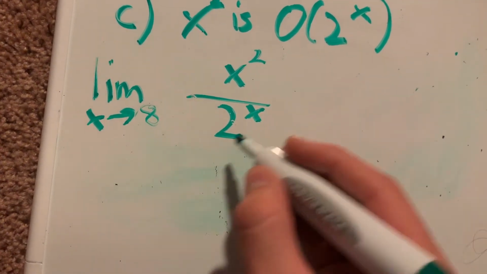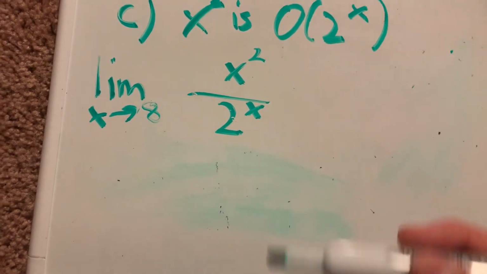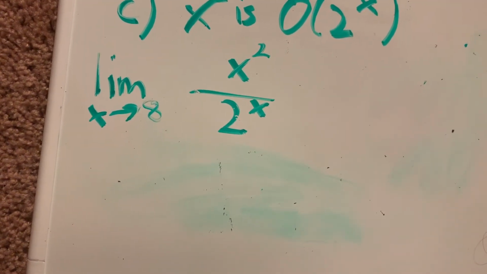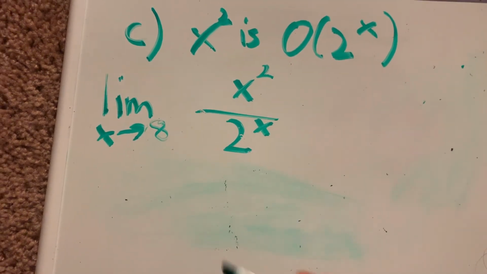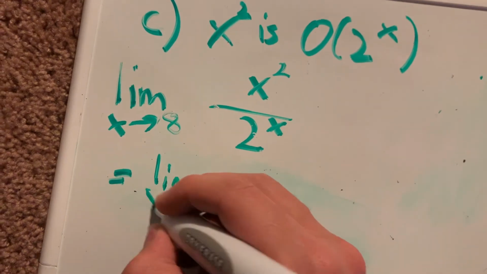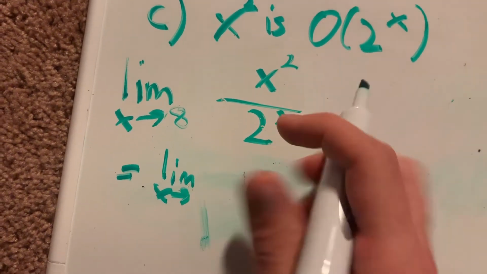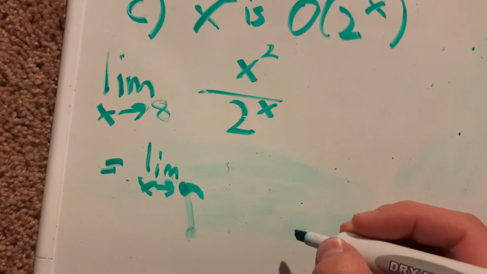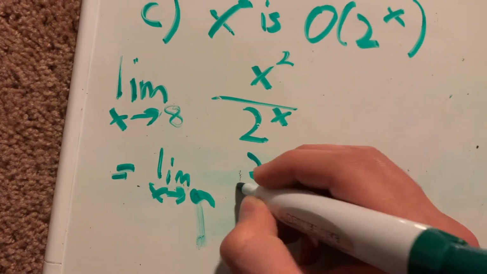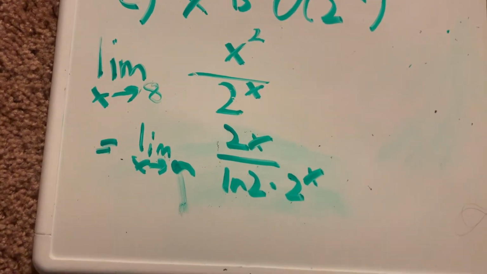Now, of course, we take the derivative of x squared, and we take the derivative of 2 to the power of x. So we're going to have to apply the limit rule, and this is going to require calculus. So this is just equal to the limit as x goes to infinity, again, that's an infinity symbol, x to infinity of 2x all over natural log of 2 times 2 to the power of x.